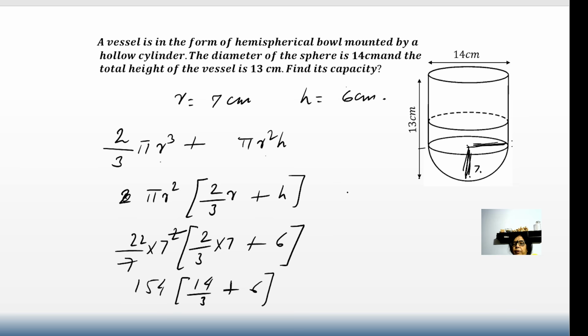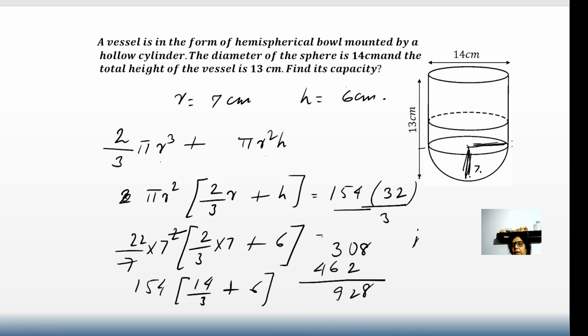So this becomes equal to 154. Take the LCM, 14 plus 18. That gives you 28, 32. 32 by 3. It doesn't cancel, so we need to first multiply and then divide by 3. So 154 into 32, you'll get here 8. 5 2's 10, carry over 1. 2 1's 2, 3. Then 4 3's 12, carry over 1. 5 3's 15, 16, carry over 1. 462. 8 2 9 4.